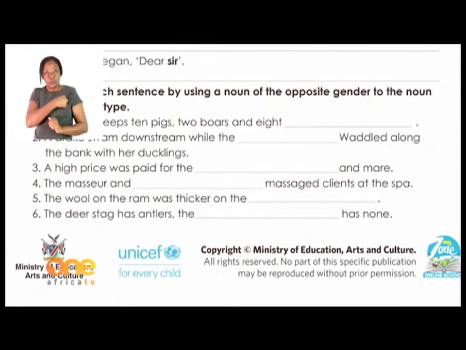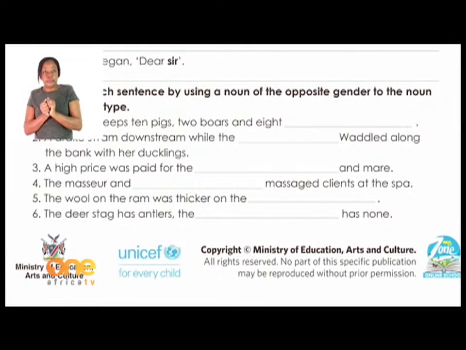Mr. Brown keeps 10 pigs, 2 bulls, and 8. So now, can you change the gender, which is bold there? All right. So 10 pigs. The boy pigs, will say they are bulls. What about the female pigs then? So that will be sows. Sows. Now do the second one as well.